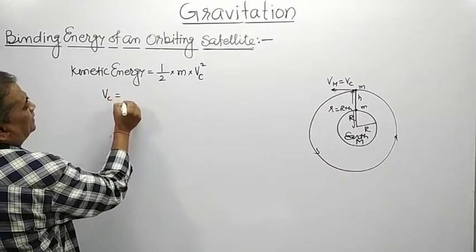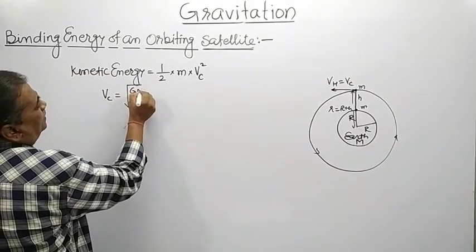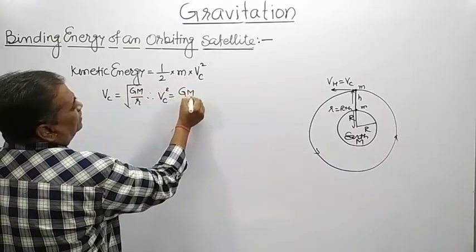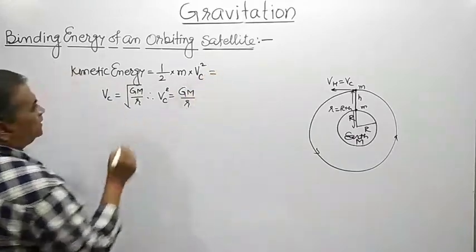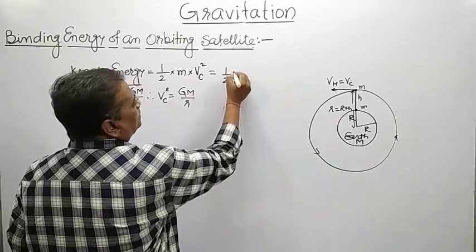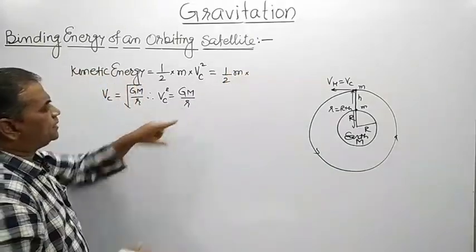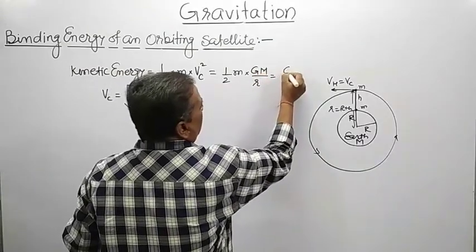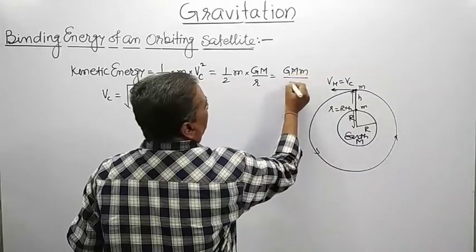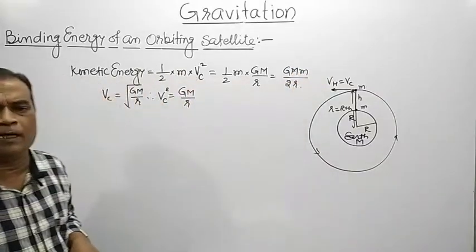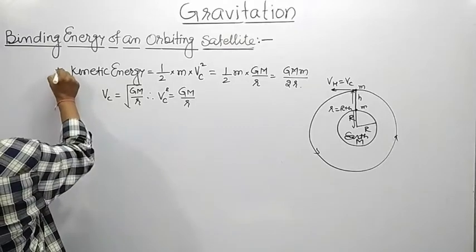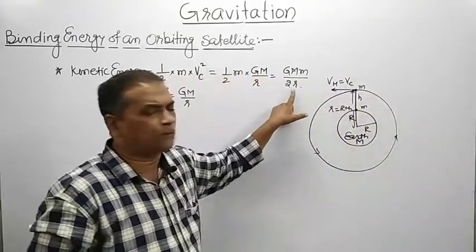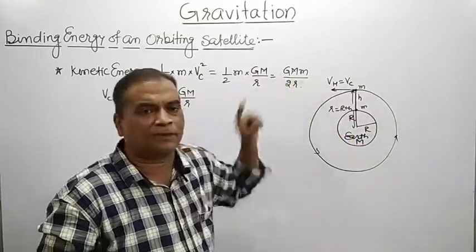But we know what is vc? The critical speed of a satellite is equal to the square root of GM divided by r, or vc square is equal to GM divided by r. Therefore, this kinetic energy is equal to half of small m into this vc square, which means it is GM divided by r, or simply it is GMm divided by 2r. So the kinetic energy of a satellite revolving in a circular orbit of radius small r is GMm divided by 2r.